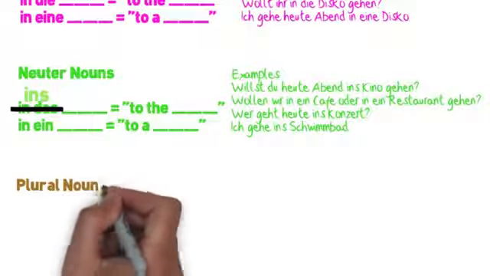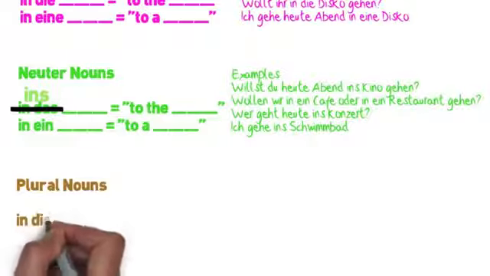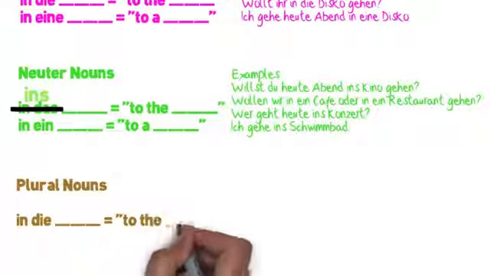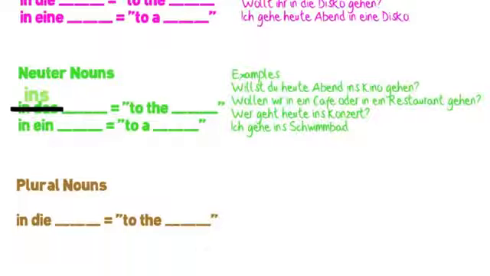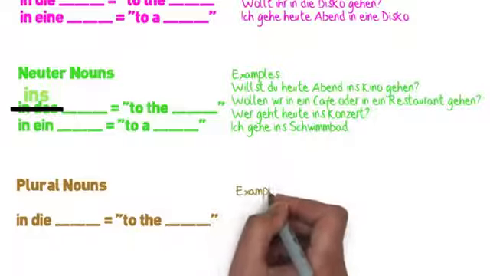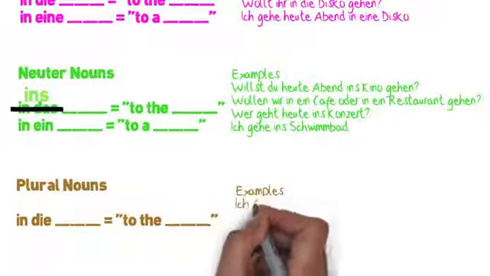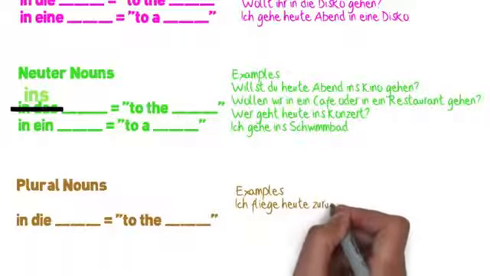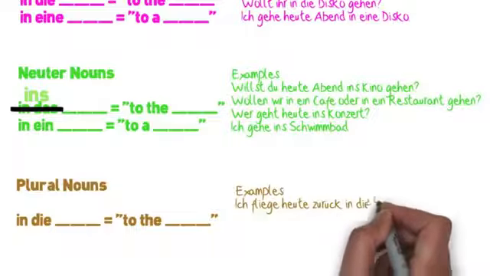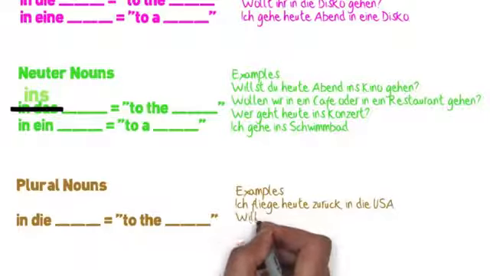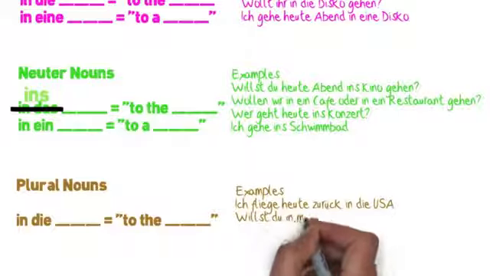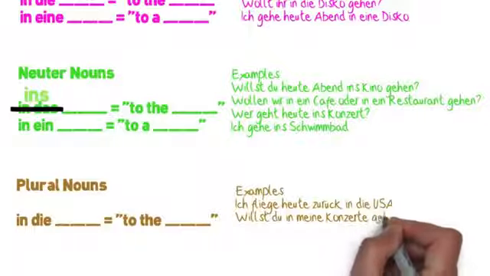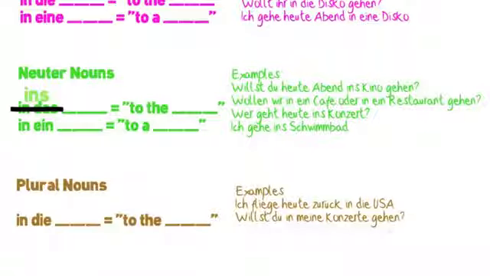Finally, with plural nouns, in die is the option for to the. Obviously, you can't say to a with a plural noun, but if you did want to use a possessive form like meine or deine, that possessive form would have an e on the end, of course. Here's how plural nouns might look in context. Ich fliege heute zurück in die USA. I'm flying back to the United States today. Willst du in meine Konzerte gehen? Do you want to go to my concerts?